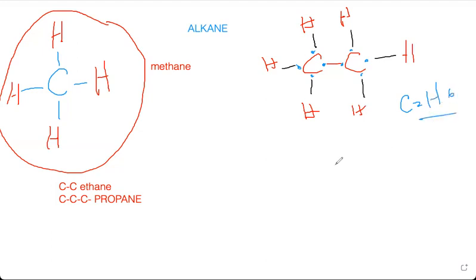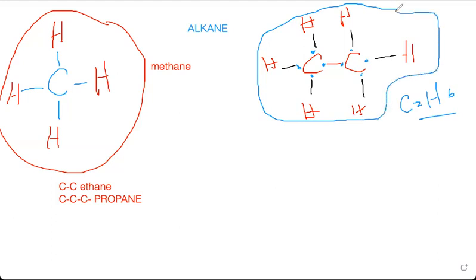Okay. Then what is the general formula? Because this method is easy for finding the formula of ethane. You should know that ethane means two carbons, and both carbons are joined with a single bond. That's what you should know. But what is the general formula of the alkane?